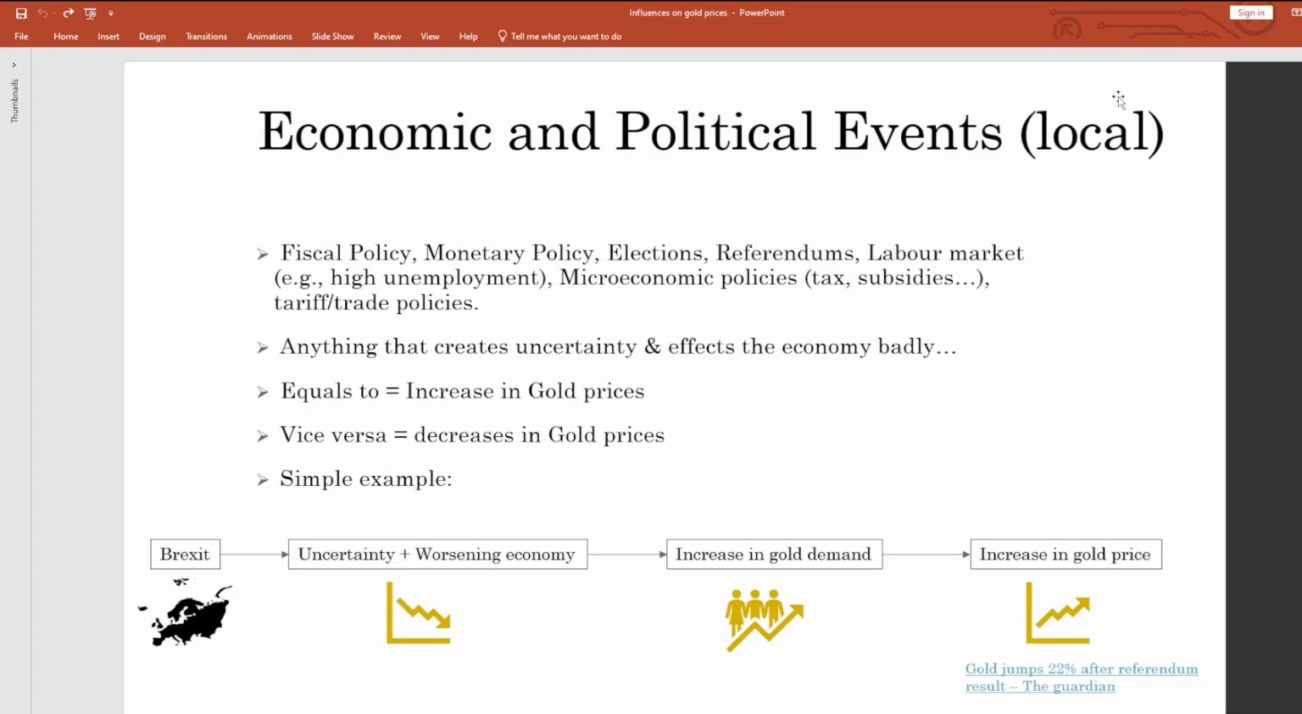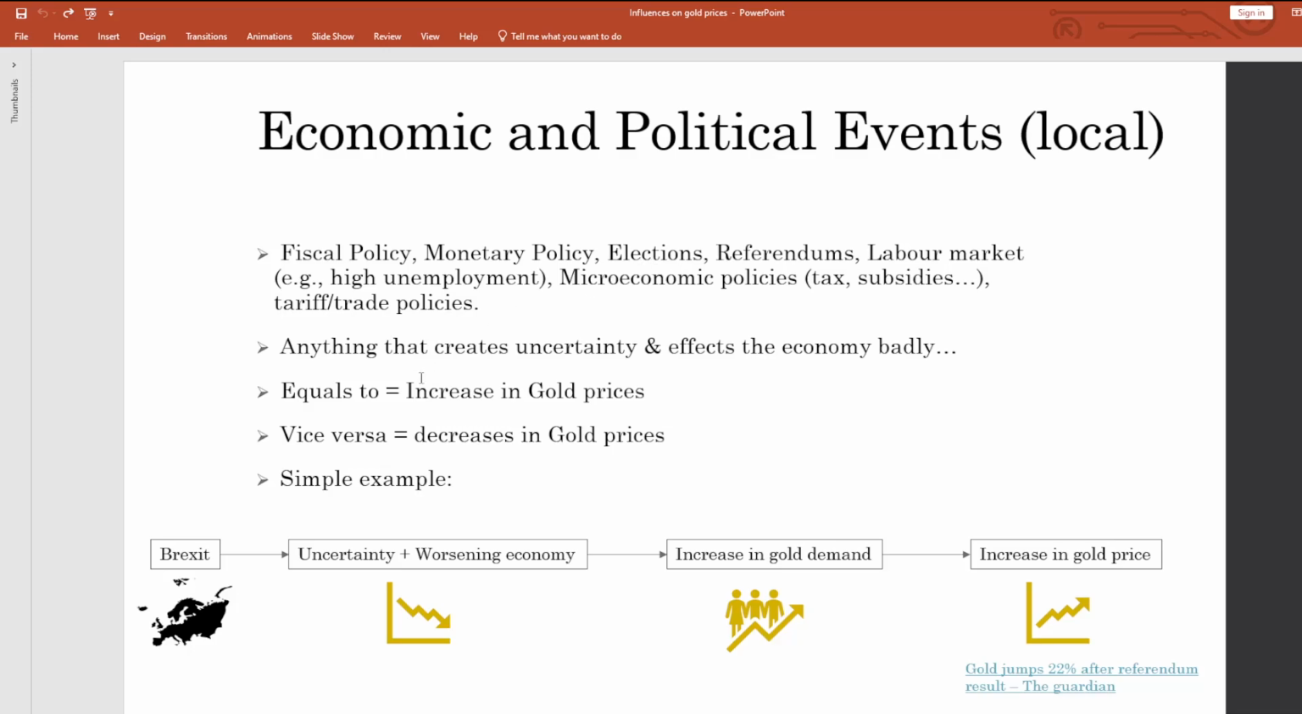Economic and political events can affect gold prices at a local level. Anything that creates uncertainty and affects the economy badly, if any of these things happen or there are changes in one of these variables, then we will see concordant changes in gold prices. If changes in these variables create uncertainty, gold prices increase, and when the opposite occurs, when things are going well, gold prices decrease.